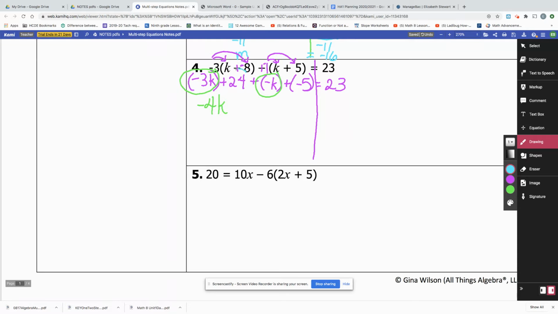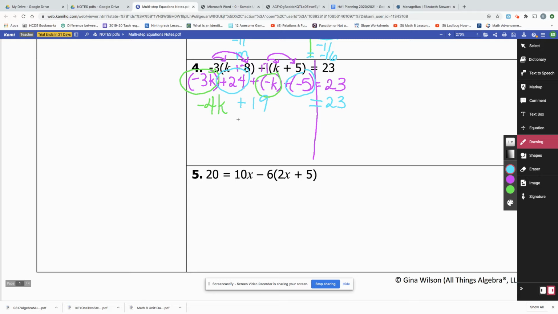Notice that positive 24 and negative 5 are like terms. When I combine those, that will provide me with the simplification of 19 equals 23. Now that I've distributed and collected my like terms, I'm ready to use the additive inverse. I don't want to do an additive inverse with a negative 4k by adding 4k to both sides. I could do that, but I've got a constant of 19 on the left and a constant of 23 on the right.